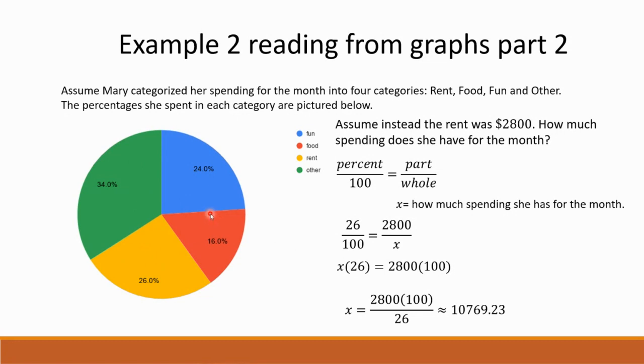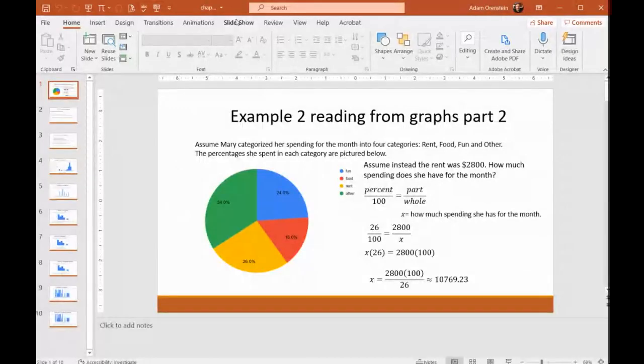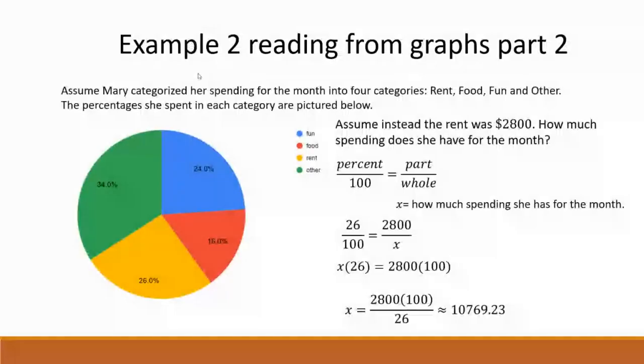Now here I did kind of change the example a bit. Namely, what I did here was I said, let's assume now that her rent was $2,800. I think last time, if I remember correctly, I said that her whole monthly spending for everything was $2,800. So here, though, we're assuming that the monthly rent was $2,800. So in other words, the 26% is the $2,800. We want to know how much spending she has for the entire month. That's what we want to know, okay?